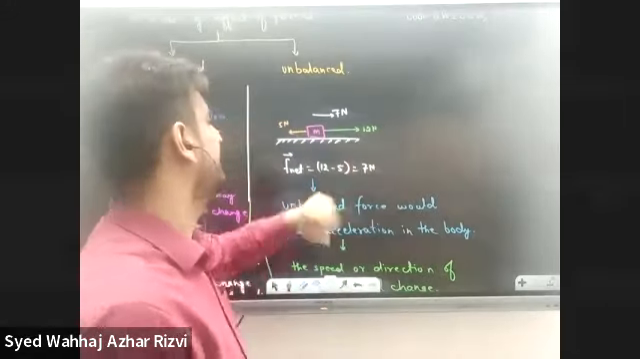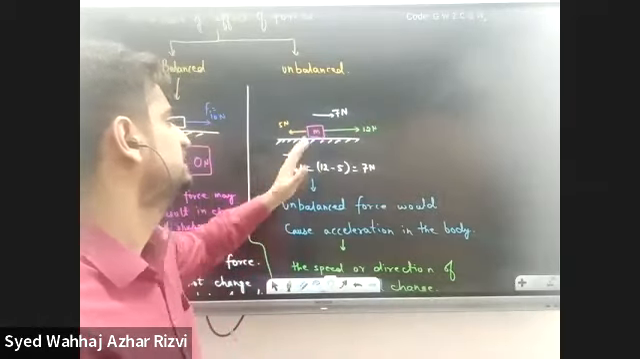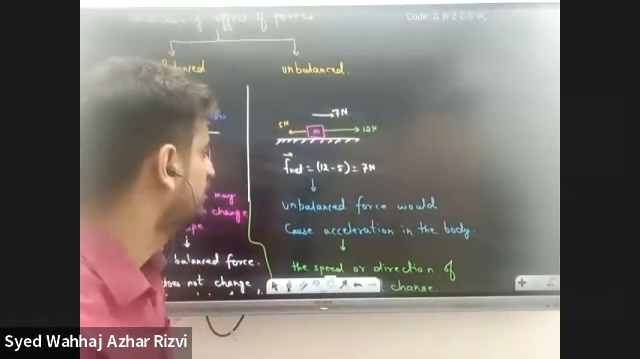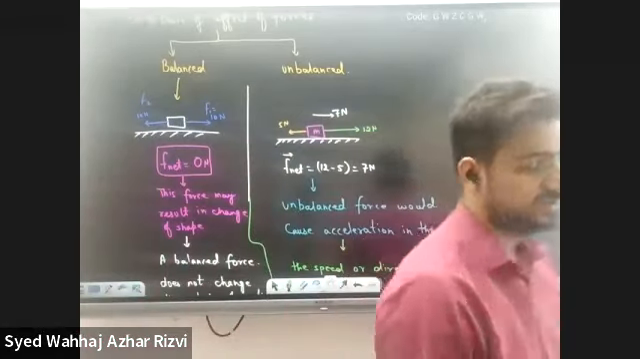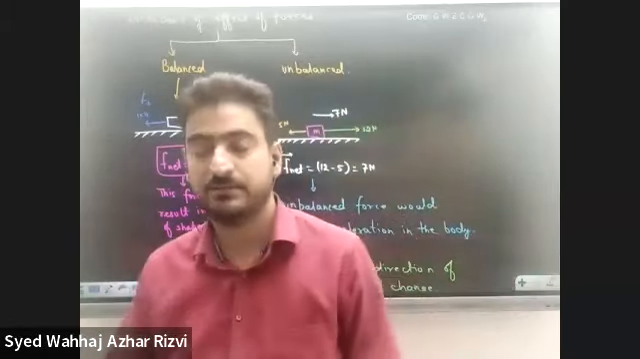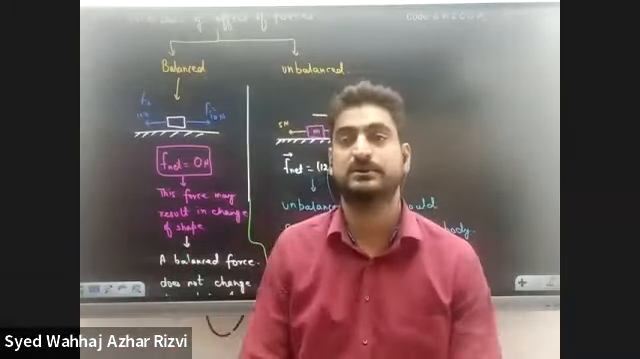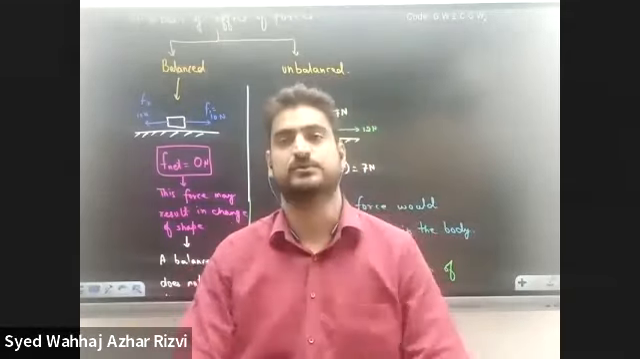So these two forces will add up: 12 Newtons towards there and 5 Newtons towards here. It makes 7 Newtons as a whole. So the net force would be 7 Newtons. The net force is not zero, and this force is going to make the body accelerate. It's going to increase its speed, or it's going to change the direction of motion.